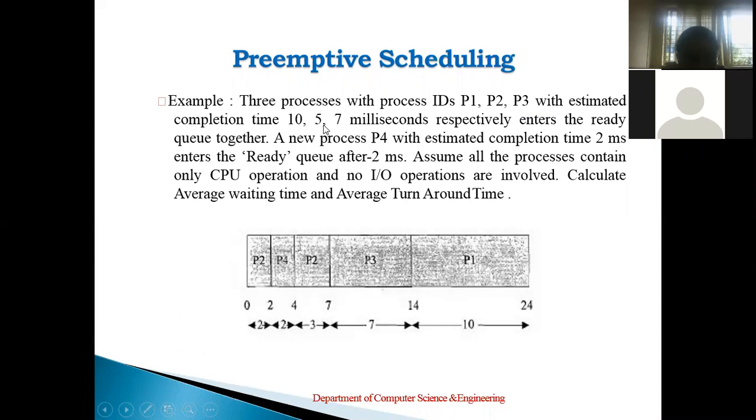So which is the shortest time that starts executing? Yeah, so it has already picked up P2. Okay, so it has started executing. After 2 milliseconds, who is entering here? P4. Yes. Now what the scheduler will do is check its completion time. Is it shorter than the current executing time? Yes. So it will stop executing P2, then it will start executing P4.